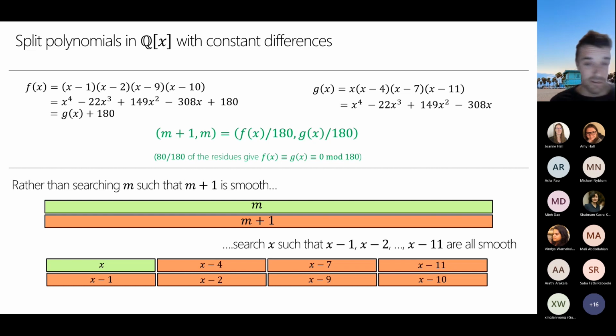But in any case, once we do have such polynomials, then instead of looking for, as before, one 256-bit number to be B smooth, now we're just looking for a bunch of 64-bit numbers to be B smooth, which the probability of finding is a lot higher. So yeah, that's what we're looking to do.